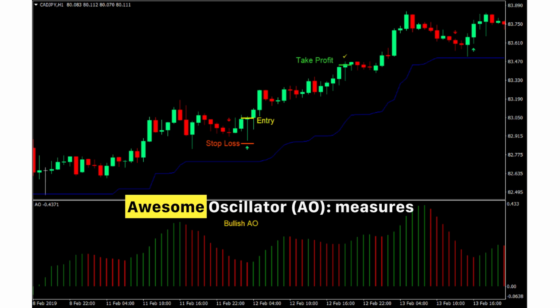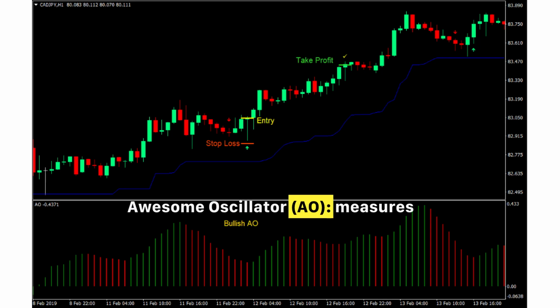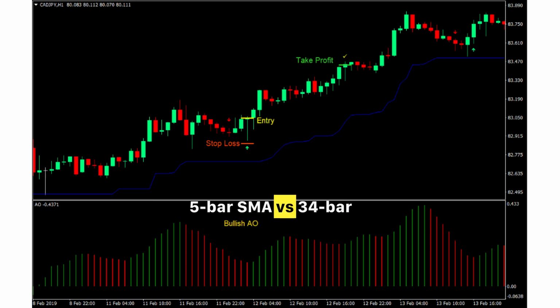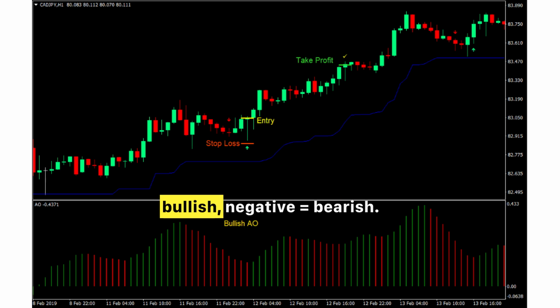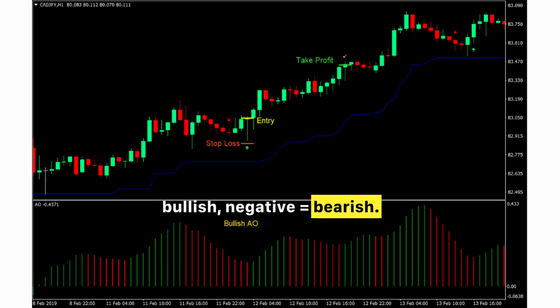2. Awesome oscillator, AO. Measures momentum by comparing a 5-bar simple moving average versus a 34-bar simple moving average. Positive bars equal bullish, negative equal bearish.